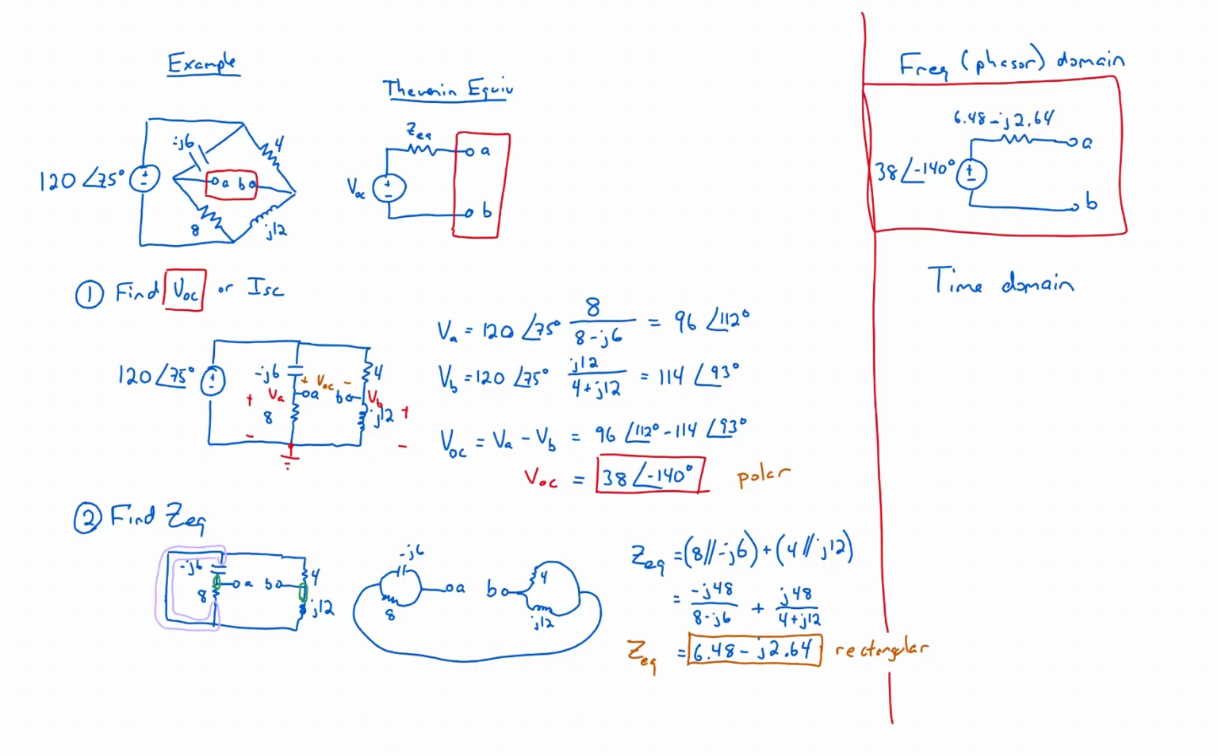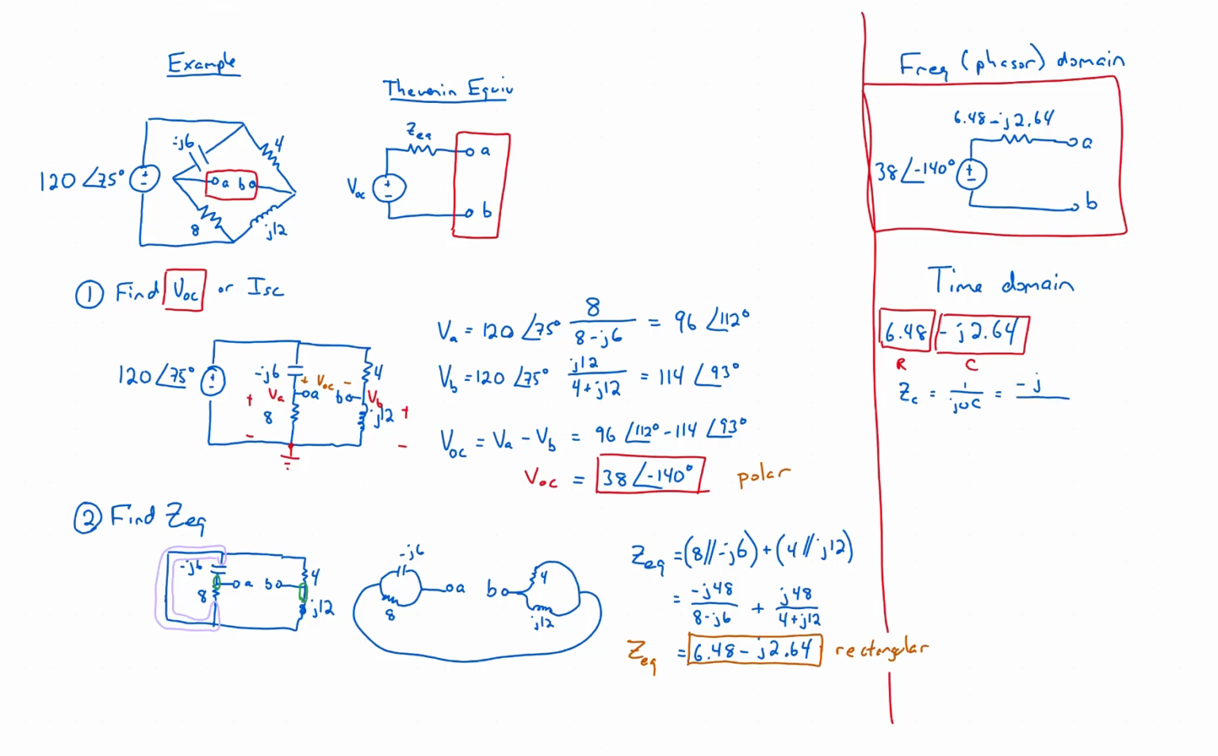If we want to convert 6.48 minus J 2.64 into the time domain, that means into the real world of resistors, capacitors, and inductors, it should be pretty clear that the real part is going to be our resistor. And whenever we have a negative imaginary part, that's going to be a capacitor. If it was positive imaginary, it would be an inductor. To find out what the particular capacitance value is, we need to say that the impedance of that capacitor we know is equal to 1 over J omega C, which is the same thing as minus J over omega C.